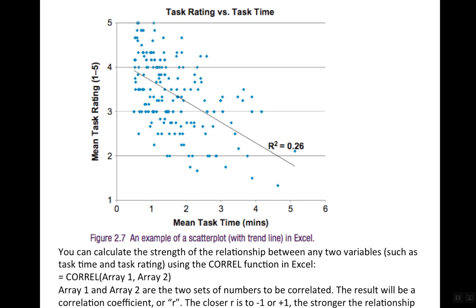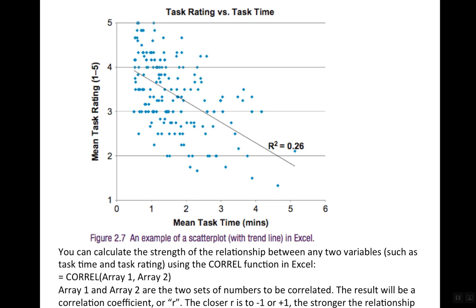And the correlation can be done in Excel using the CORREL function, and in this case there are two arrays as arguments, and these represent the two sets of numbers to be correlated. The result will then be a correlation coefficient commonly referred to as R. R can vary between -1 and +1, and the closer it is to -1 or +1, the stronger the relationship, and if it's 0, there's no relationship.